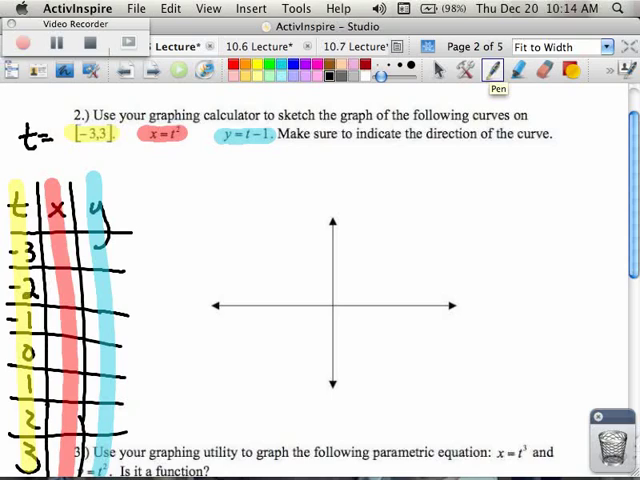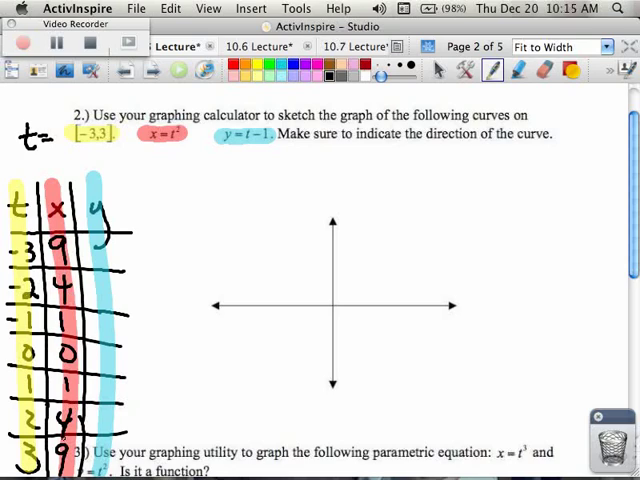So let's say that I plug in -3 into the red equation, x equals t squared. So -3 squared is 9. Negative 2 squared, 4. Negative 1 squared, 1. 0 squared, 0. And then it's symmetric, so 1, 4, and 9 as well.